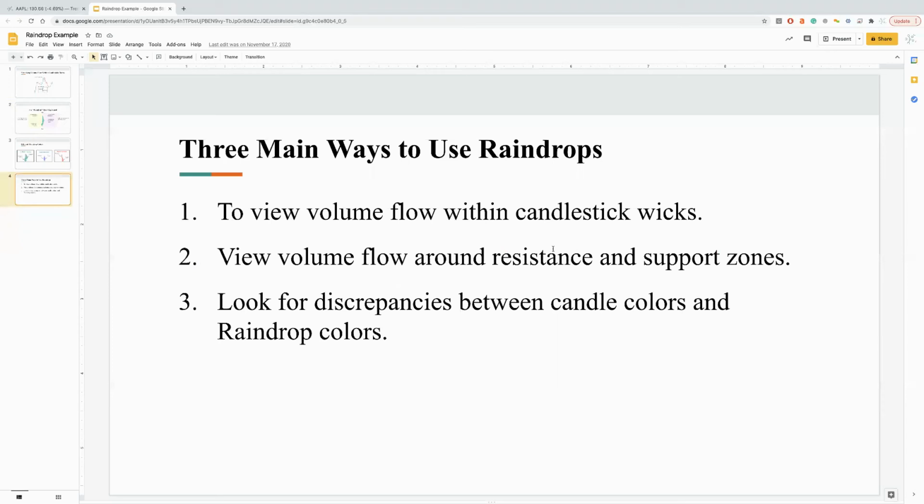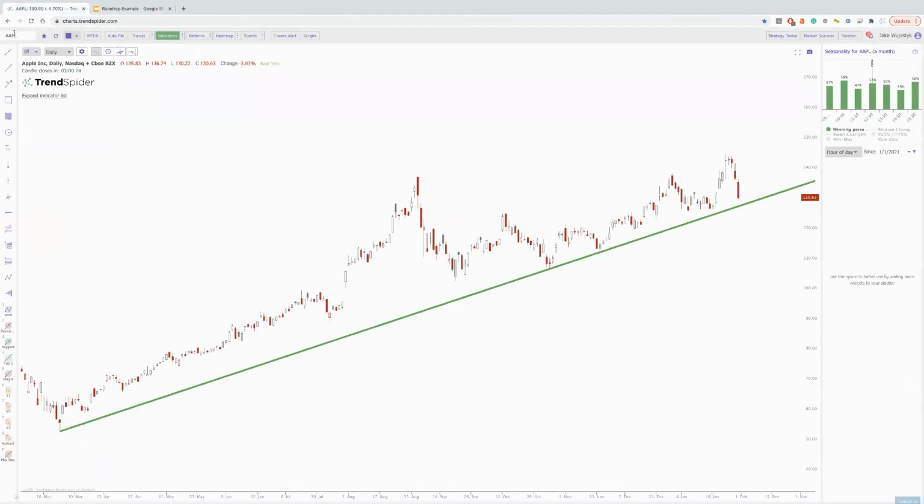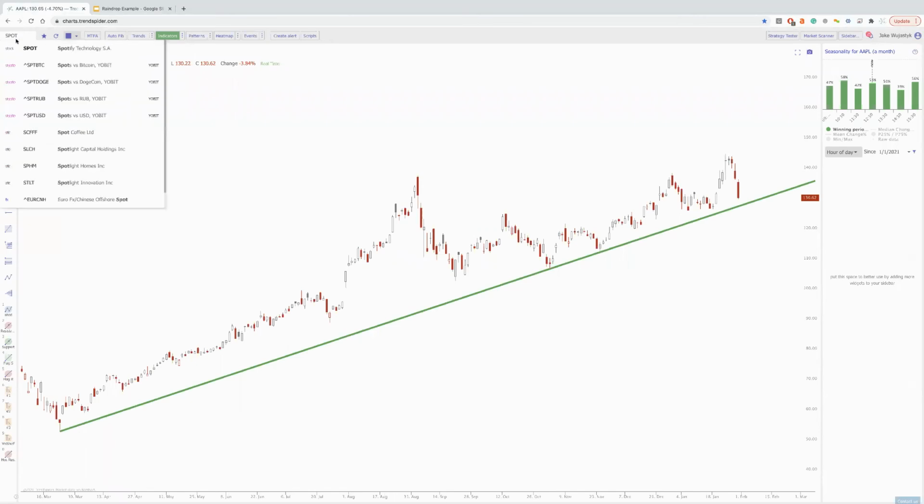The volume flow around resistance and support zones goes with the candlestick wicks. Generally, if you have a candlestick wick around resistance or support, that's something to keep in mind. Especially if you have a wick through resistance, you want to see what's going on within that wick at the resistance line. Is there conviction by buyers, or is there not? And the last one is looking for discrepancies between candle colors and raindrop colors. Let's say you have a red candle but a green raindrop. That's definitely worth noting.